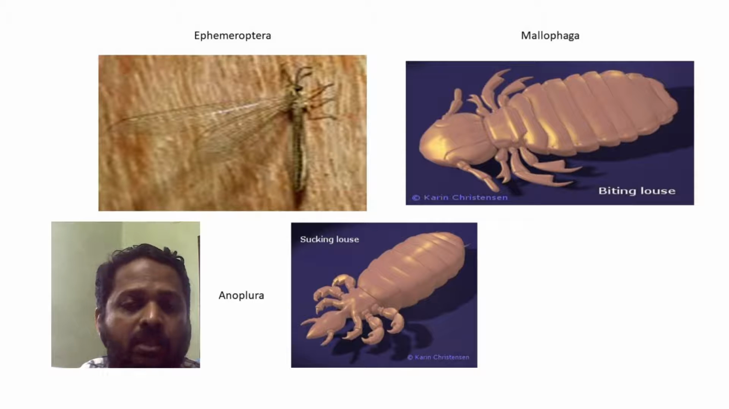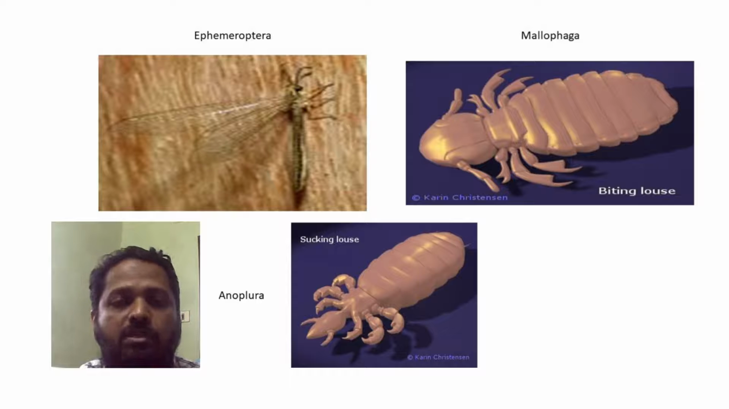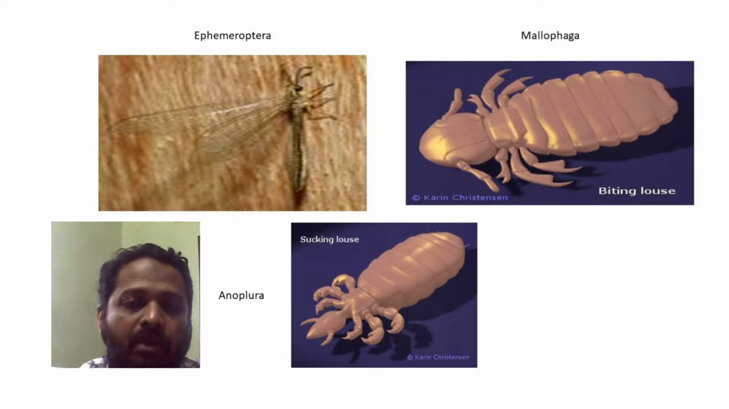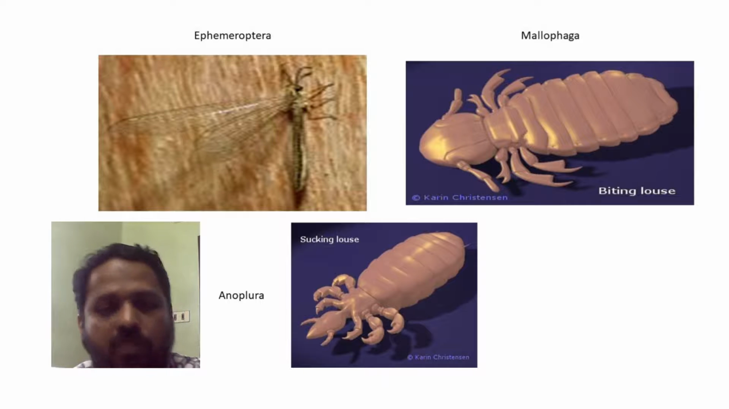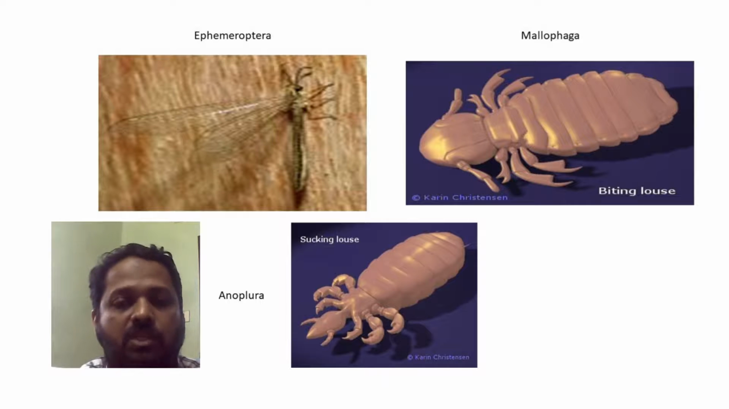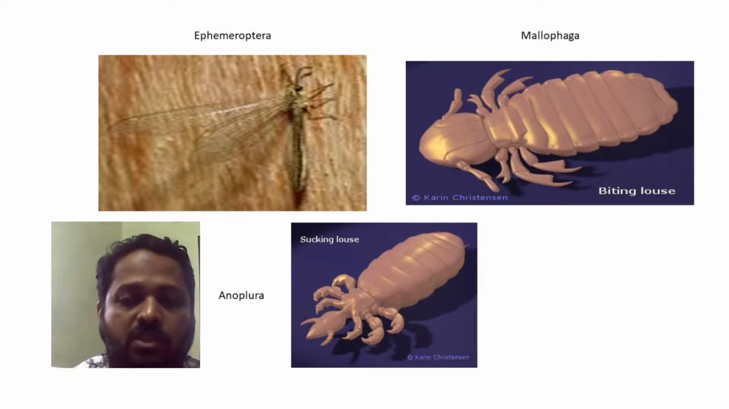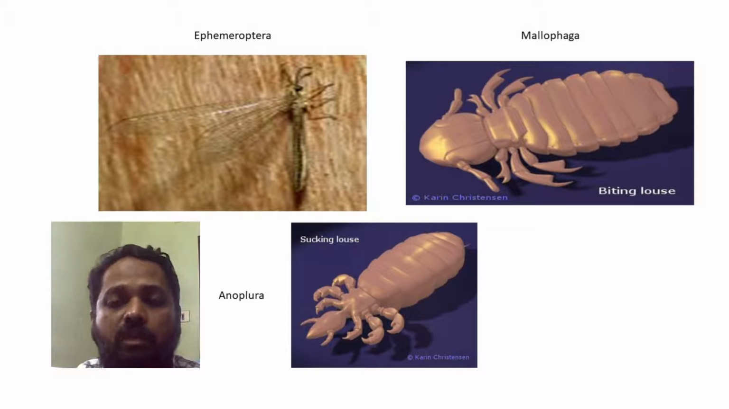The abdomen is very long, and two or three terminal filaments are found in this form. The ninth one is Mallophaga, which is biting lice, and the wings are absent in this case. Eyes are reduced for poor visibility. Chewing type of mouthparts is found in this. It usually feeds on skin fragments and feathers.